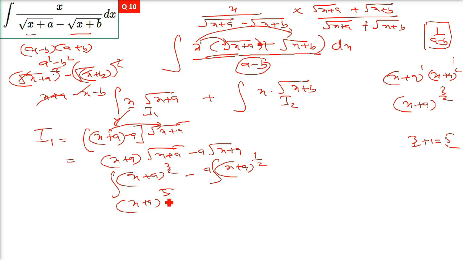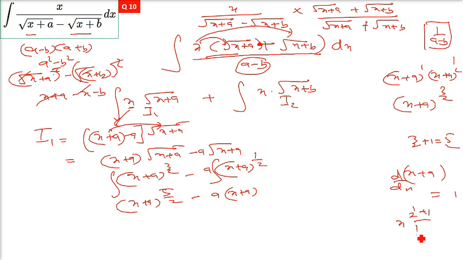So x plus a to the power 5 by 2 divided by 5 by 2, 5 by 2 goes up, it will be 2 by 5. So this is x plus a differentiation. As I was telling you, the differentiation is 1, so this 1 goes in the denominator. I am not writing it, but I am telling you that this has to be done. This has to be shown to the examiner that you know this. Anyways, x plus a is not giving you anything. It's just giving 1, but still you have to do it.